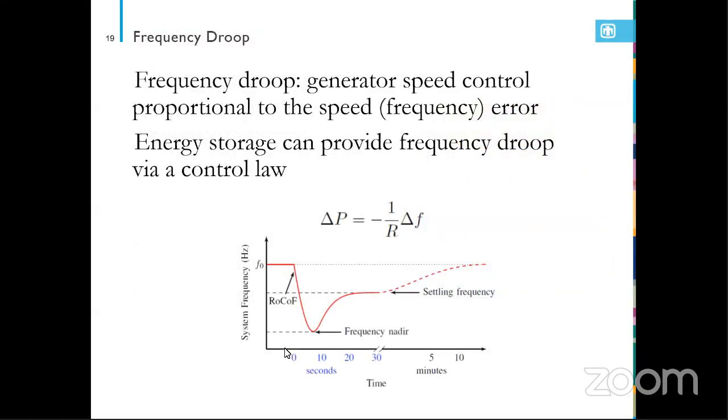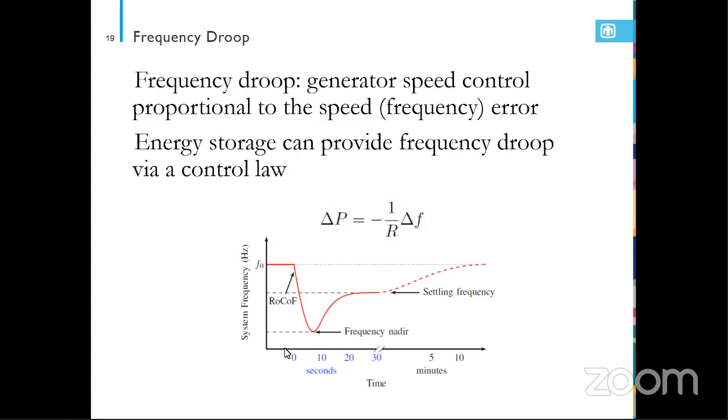Frequency droop is another application for energy storage. Frequency droop just refers to generator speed control that's proportional to the speed or frequency error. So traditional generation can provide this. Energy storage can provide it with a control law.